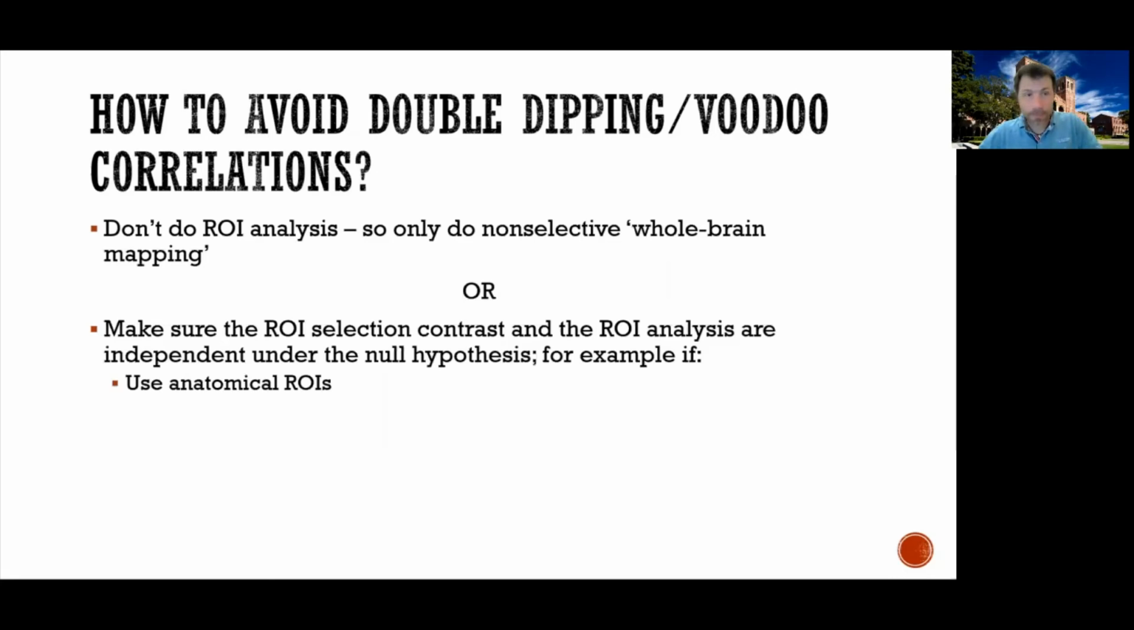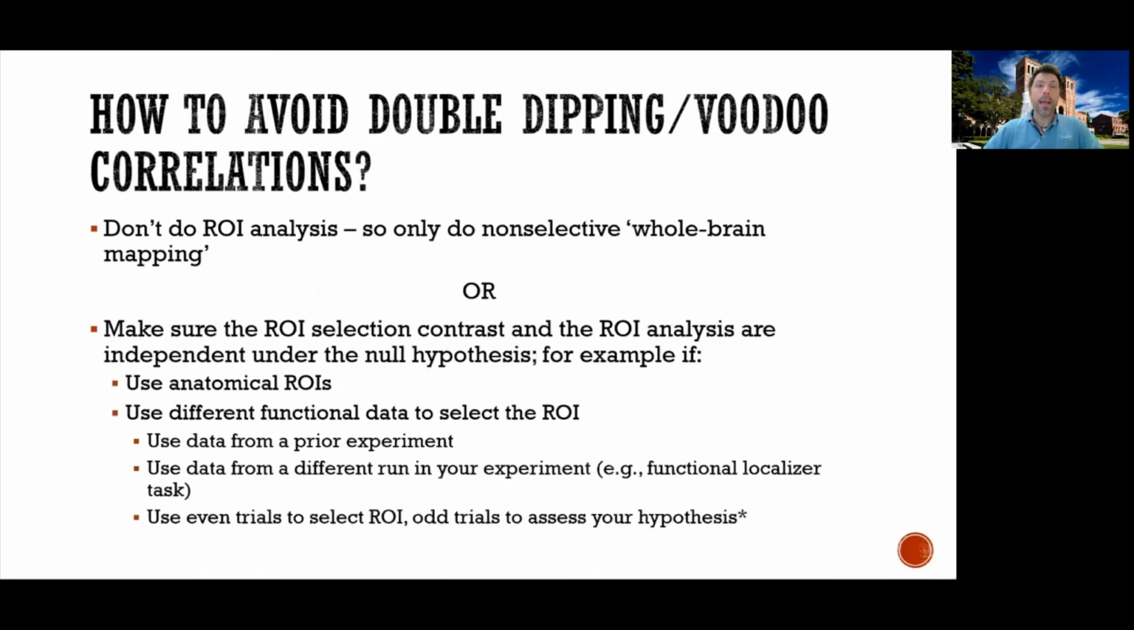with the ROI analysis. For example, use an anatomical mask. That probably is one of the simplest. If you want to use a functional mask, a functionally defined ROI, make sure that you use different functional data to select the ROI compared to the functional data you want to use to assess that ROI. For example, use data from a prior experiment. Use data from somebody else's experiment as a localizer. Or maybe use data from a different run in your experiment.